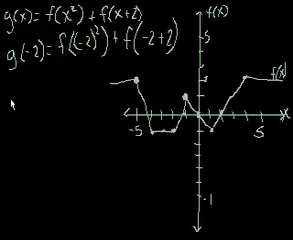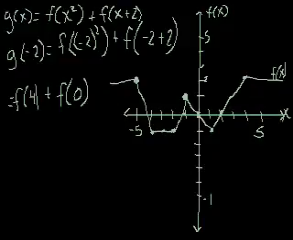And let's simplify that. Well, f of minus 2 squared, we know what minus 2 squared is. That's the same thing as f of 4 plus f of minus 2 plus 2, that's 0, plus f of 0. And now we just have to figure out what f of 4 and f of 0 is. Well, f of 4, we go where x equals 4 is right here. And when x equals 4, f of 4 is equal to 2. So this is equal to 2 plus f of 0.